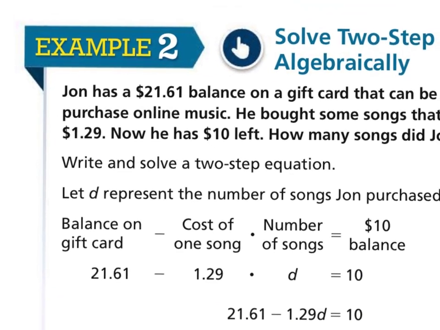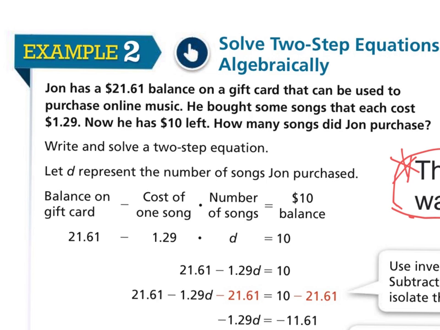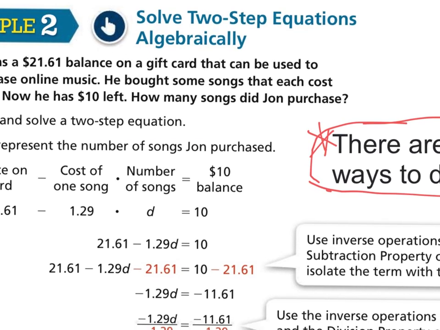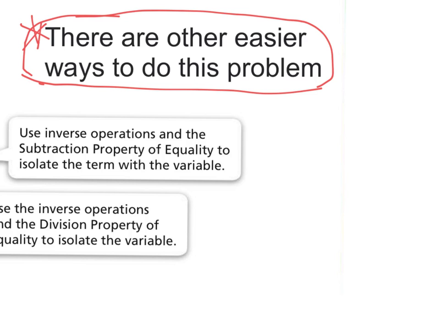Example 2, John has a $21.61 balance on a gift card that can be used to purchase online music. He bought some songs that each cost $1.29. Now he has $10 left. How many songs did John purchase? So there are different ways of doing this. The book's showing you one way of doing this. To me, we've got some other easier ways that we could work this problem out.